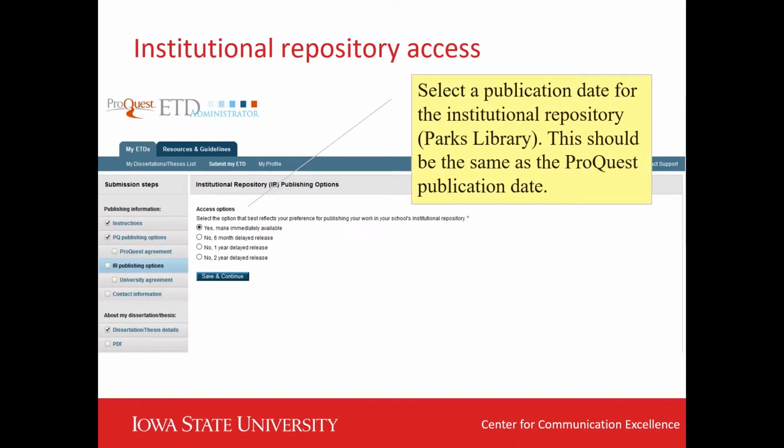Next, you will select the Institutional Repository Access. Here, you will select an option for making your thesis or dissertation accessible through the ISU Library repository. The amount of time you select on this page must be the same as the ProQuest publication date.